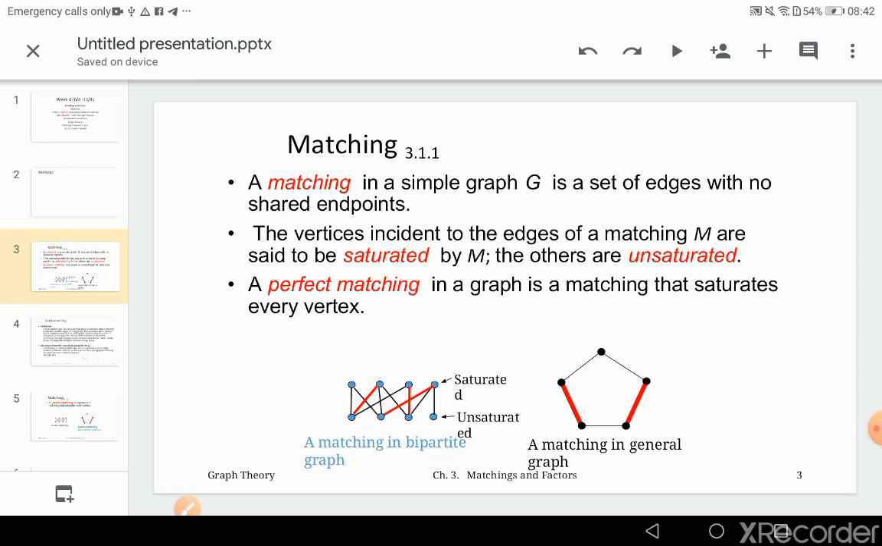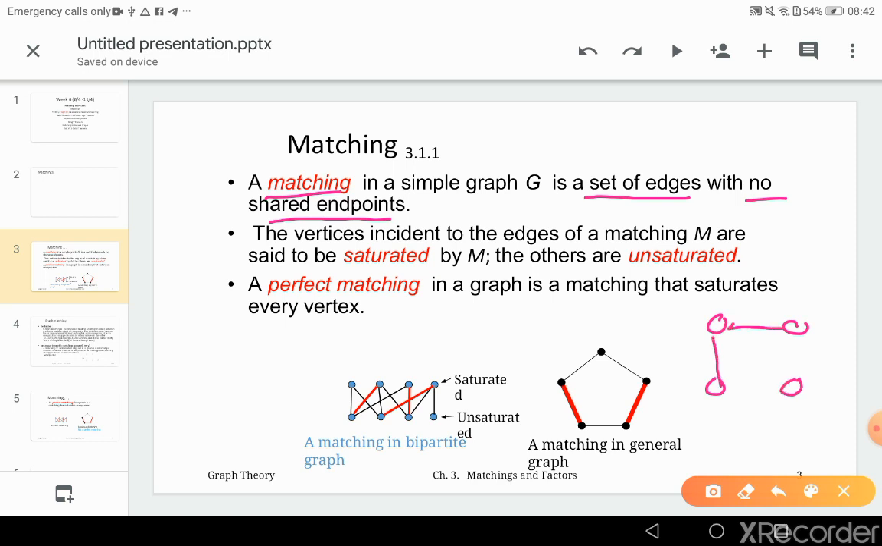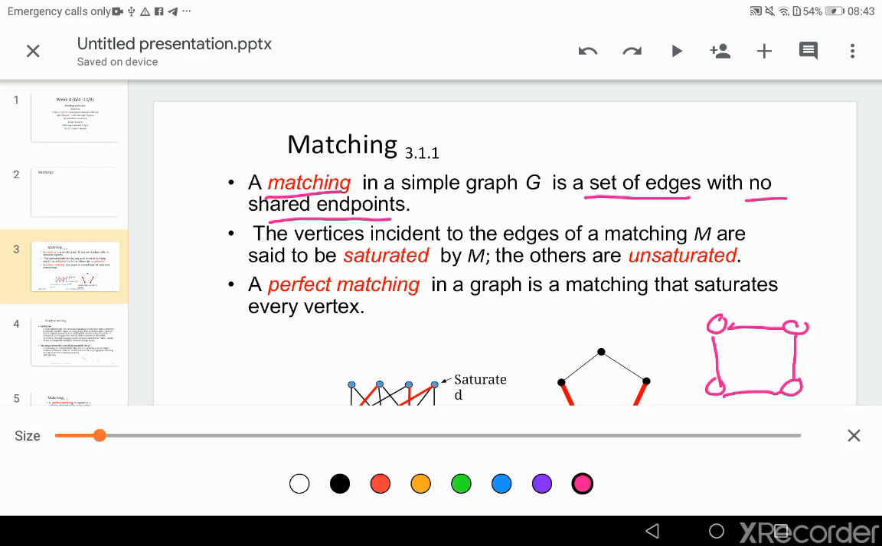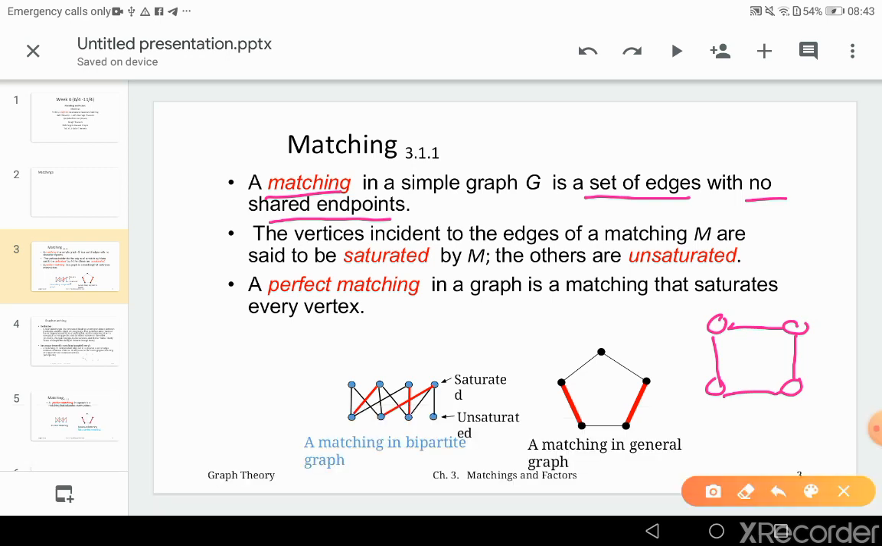One of the topics in graph theory is matching. So, what is matching? A matching in a simple graph is a set of edges with no shared endpoints. For example, if you have this simple graph, let's see a set of edges with no shared endpoints.